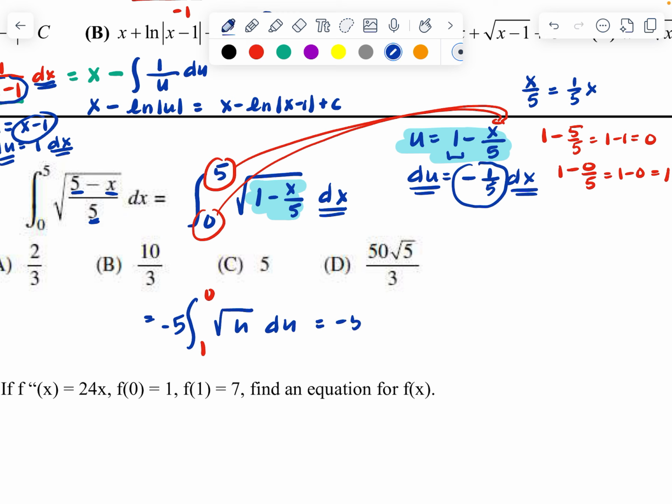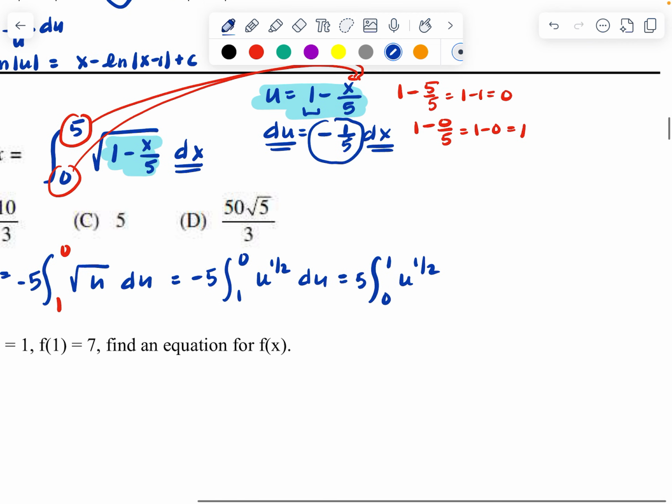So this is negative 5, integral from 1 to 0 of u to the 1/2 du. Okay, now some people might be like, should we change the boundaries and get rid of the negative? Why not? Let's flip the boundaries around and make this a positive 5 and go from 0 to 1 of u to the 1/2. Okay, anything to make it easier. If it gets rid of a negative sign for you, do it. All right, now let's integrate this.